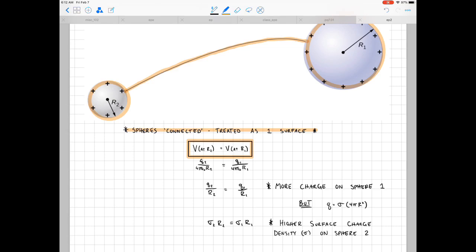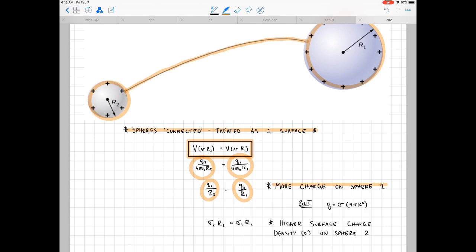And so I've got two spheres here, so I'm writing out, all right, well, this I know is the potential at the surface of sphere 2 and the surface of sphere 1. And so those 4 pi epsilon naughts cancel, and you get that Q2 over R2 has got to be equal to the ratio Q1 over R1. Well, R2 is smaller than R1, so that means Q2 has to be smaller than Q1. So there's more charge on sphere 1 in this case, right?